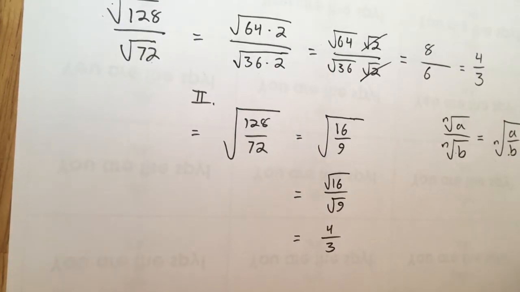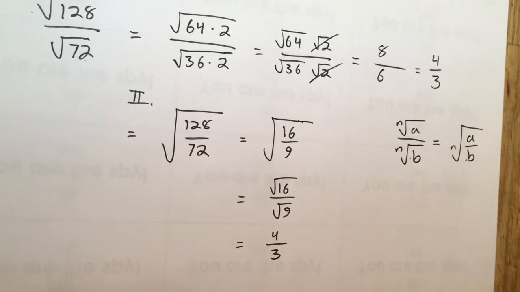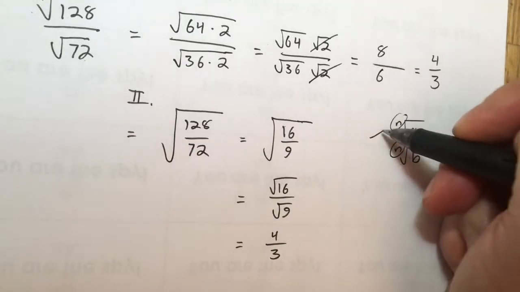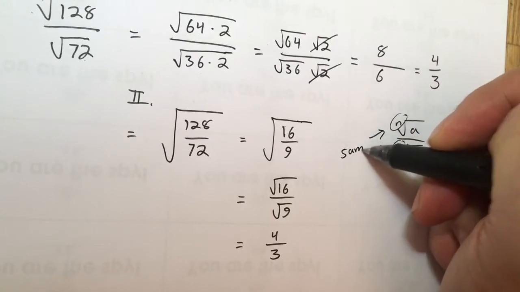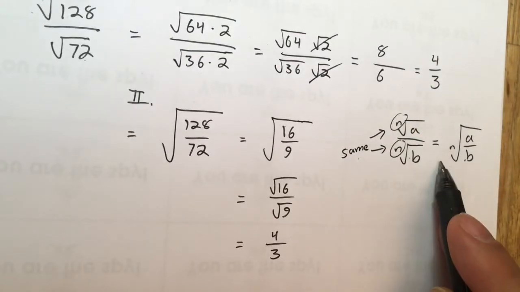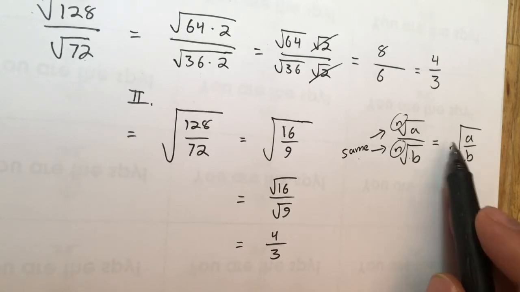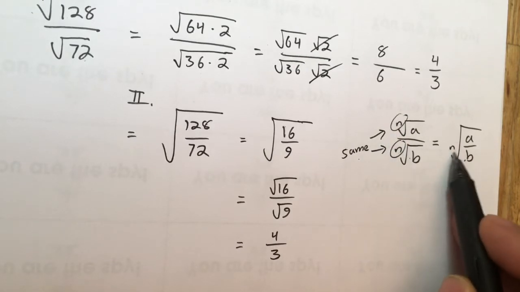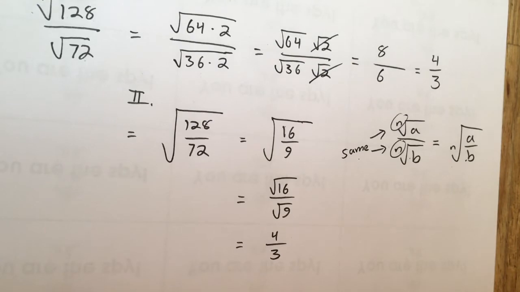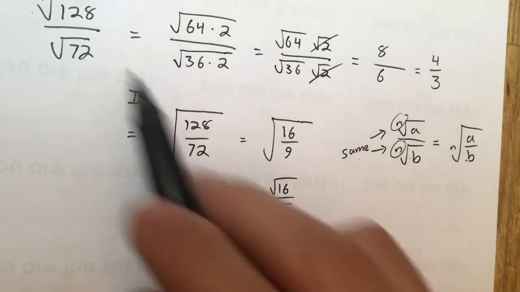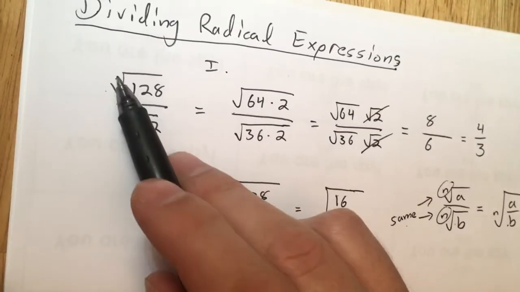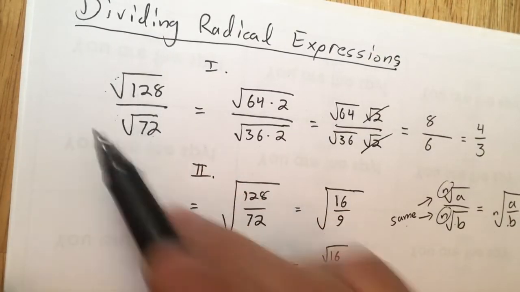Keep in mind, though, one very important thing: these indices need to be the same. If these aren't the same, then this property doesn't work. I mean, if these are different, then what do you put here? It doesn't even make sense. If this is 3 and this is 2, which one do I put here, a 3 or a 2? They need to be the same number so that you can put that number over here. In this case, these are both square roots. The index is 2 here.